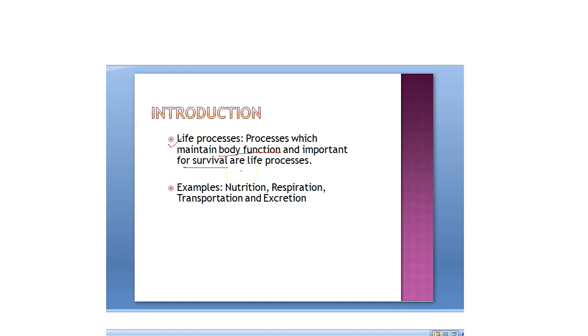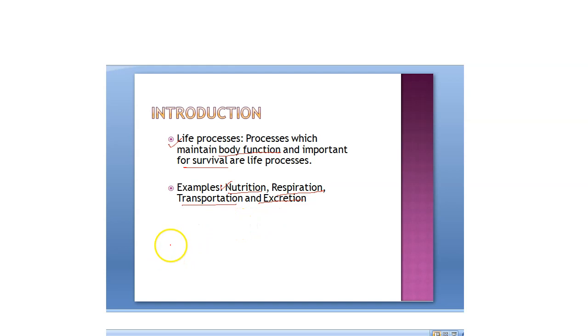So now there are various processes that are important in our system for proper functioning of the system, but there are a few systems that are very much essential, or can be considered as the limiting factor, that is essential for maintaining life. What can be those examples? So the first example given here is nutrition, then comes respiration, then transportation and excretion.